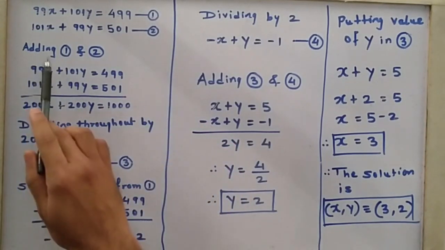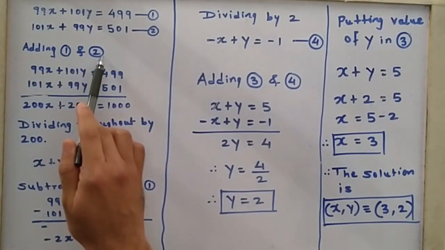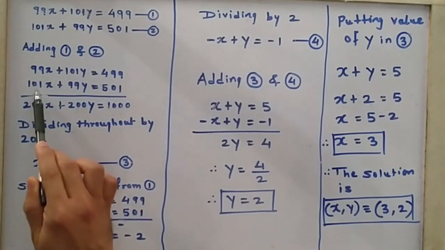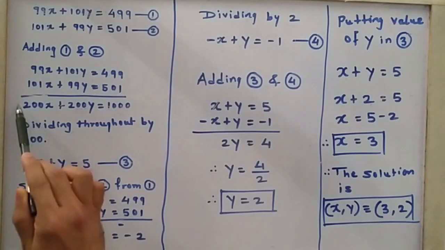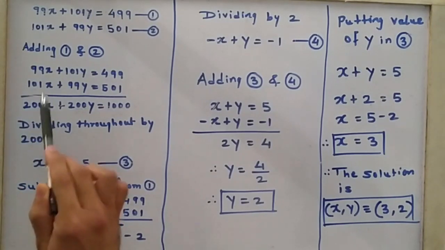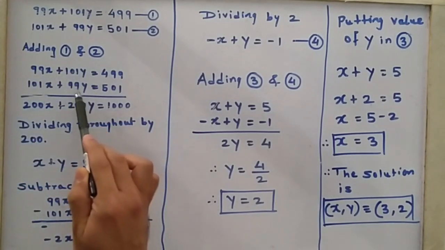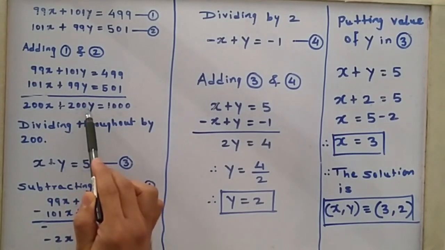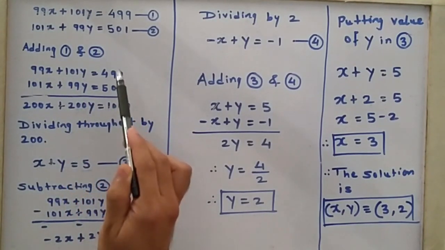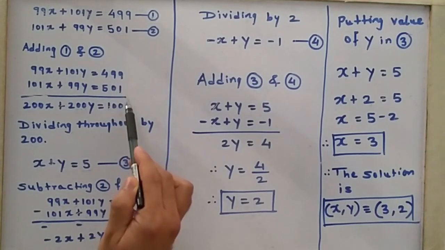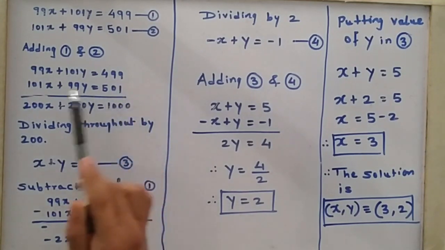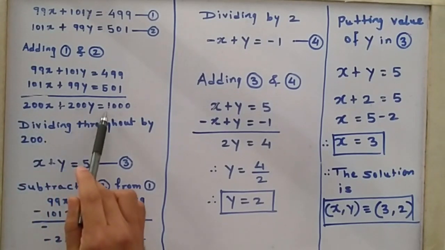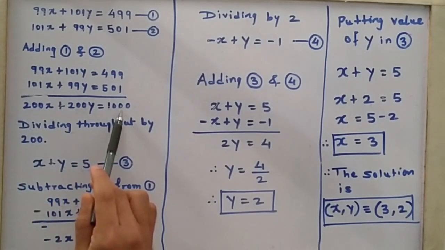So first we will add equation 1 and 2. 99x plus 101x adds up to 200x. 101y plus 99y becomes 200y and 499 plus 501 becomes 1000. So the equation becomes 200x plus 200y is equal to 1000.